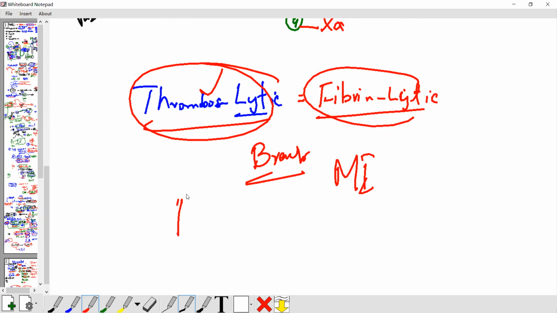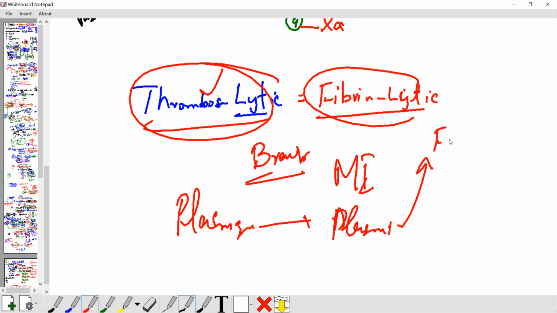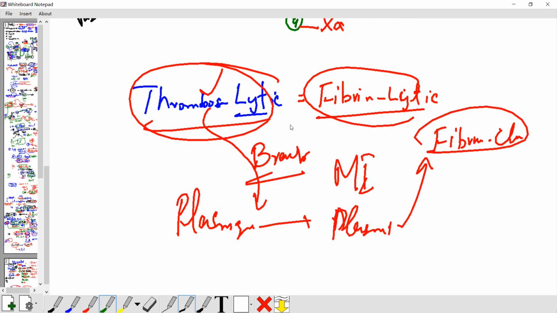What do these thrombolytics do? If you remember, in the normal fibrinolytic system, plasminogen is activated to plasmin. What does this plasmin do? This plasmin breaks the fibrin clot. Yeah, the clot is formed by fibrin at last. So the thrombolytic drug activates what? The thrombolytic drug activates the plasminogen. Understand?